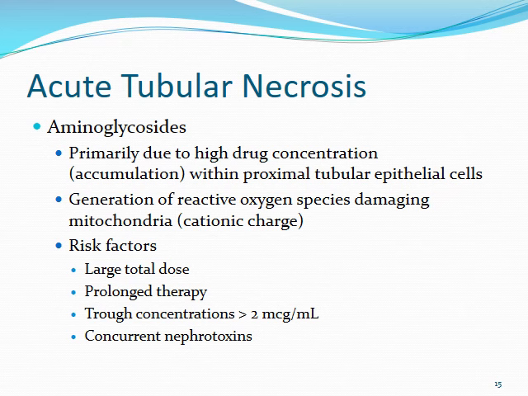Some of the risk factors involved with ATN caused by aminoglycosides are things like a large total dose, so they're receiving a bigger dose throughout the day. Obviously, they're getting more prolonged therapy. And then higher trough concentrations are going to be the big thing here.